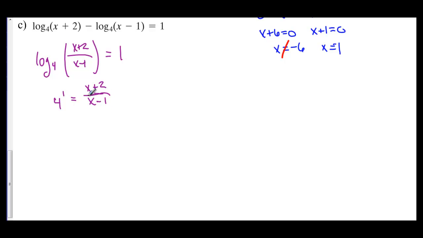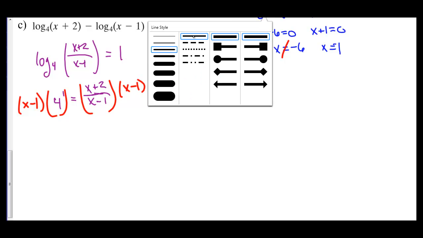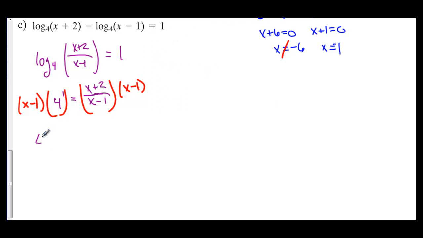So now, to get it so that we don't have x minus 1 on the bottom, we can multiply both sides by x minus 1. So we're going to end up with 4 times that x minus 1 equals, these are going to cancel, x plus 2. We'll then need to distribute, so we're going to have 4x minus 4 equals x plus 2.